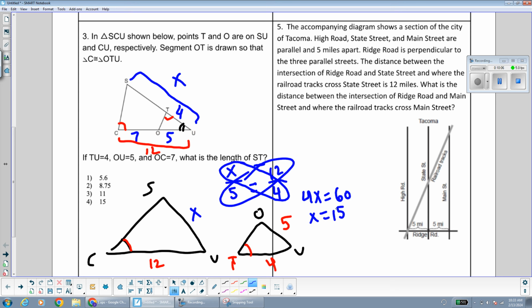Okay, so SU is what we just found, and that's 15. But that's not what we're looking for, so don't get tricked by number 4. We're looking for ST. So I'm going to subtract off 4, and that gives me 11.